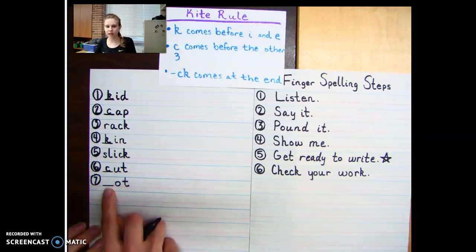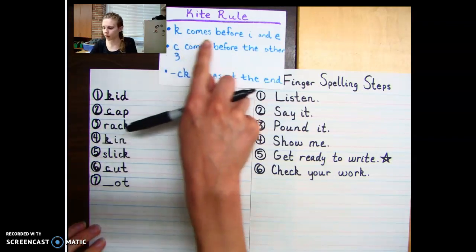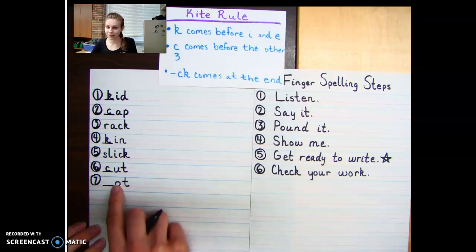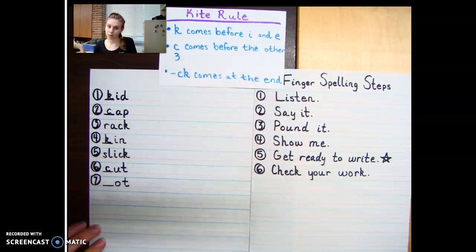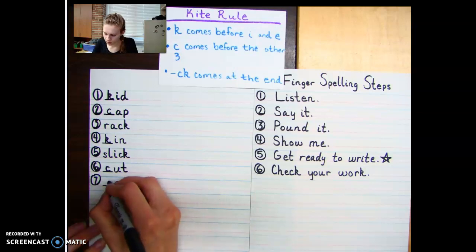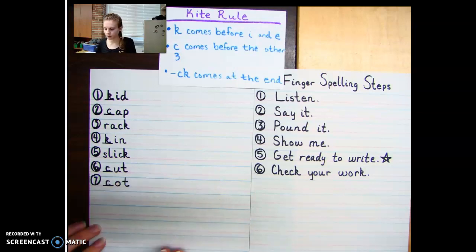Now I can look back at the beginning. What letter do I need? Well, K comes before I and E. This isn't an I and this isn't an E. C comes before the other three. O is one of the other three vowels. I'm going to put a C. Okay? For the word cat.